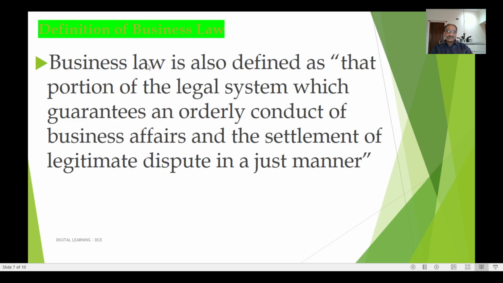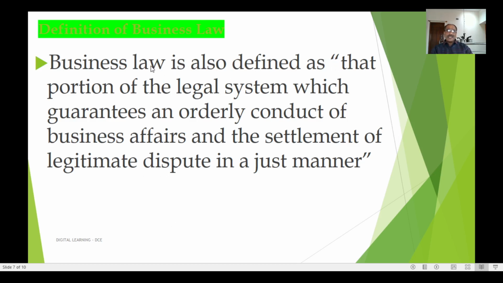Business law is also defined as that portion of the legal system which guarantees an orderly conduct of business affairs and the settlement of legitimate disputes in a just manner. Therefore, with the help of this definition we can understand business law. Business law is also defined as that portion of the legal system.